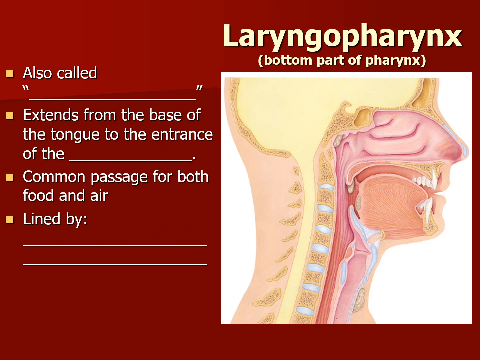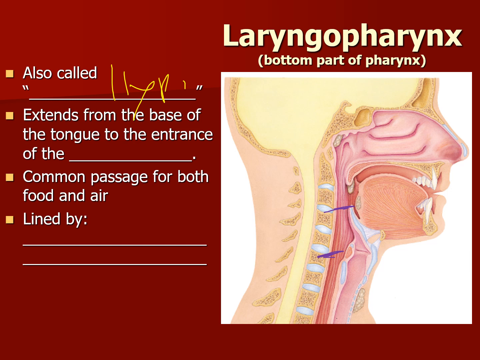Then the laryngopharynx, or hypopharynx, right? Remember, the alternate term is hypopharynx. That's what should go in that box there on bullet point number 1. Hypopharynx, right? So this extends from the base of the tongue to the entrance of the esophagus. So let's go back to purple. So from the base of the tongue to the entrance of the esophagus. So that's your hypopharynx or your laryngopharynx.